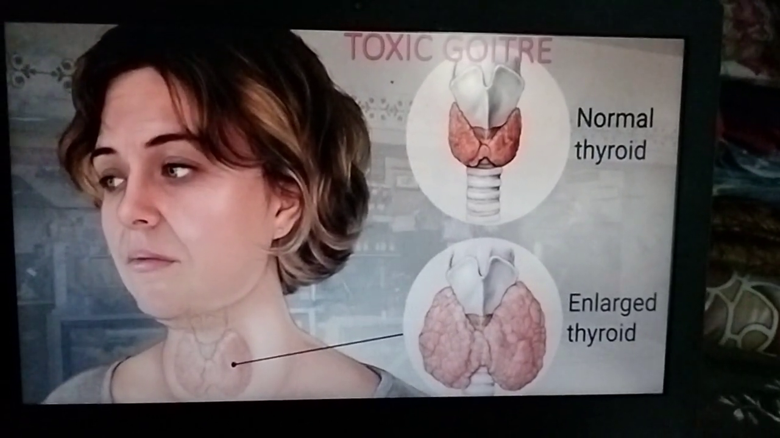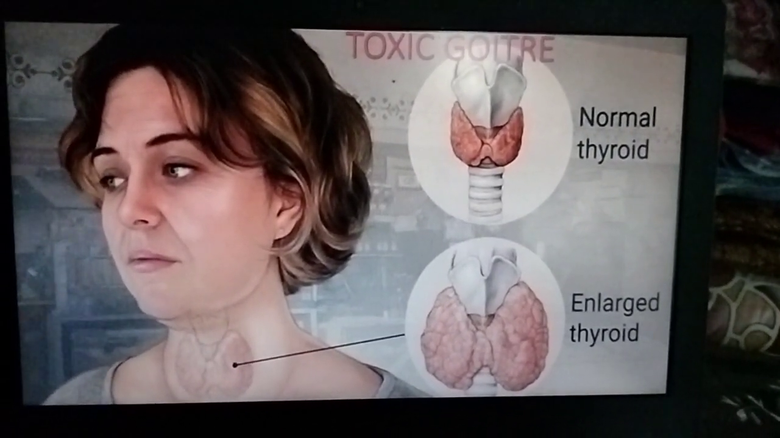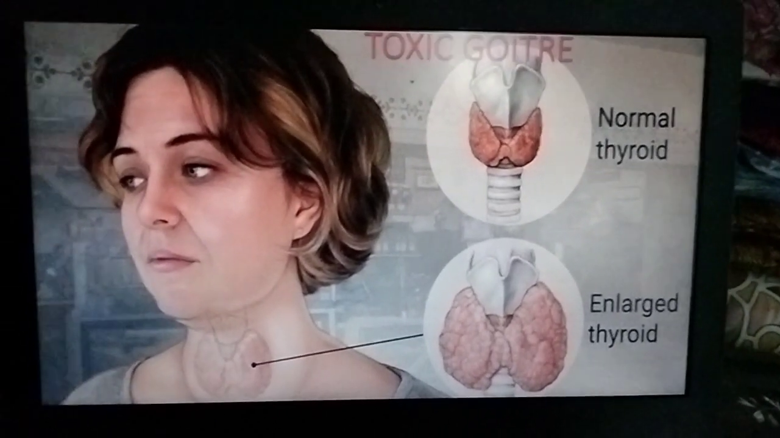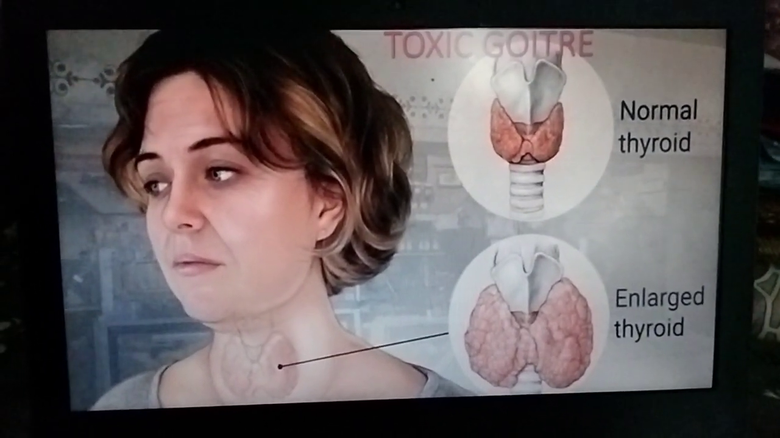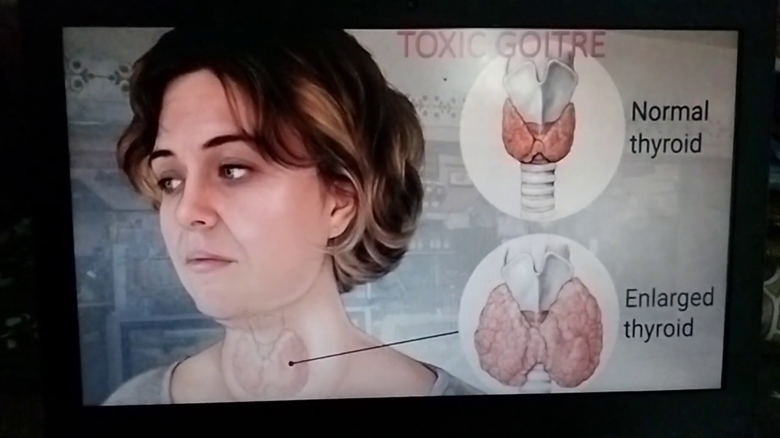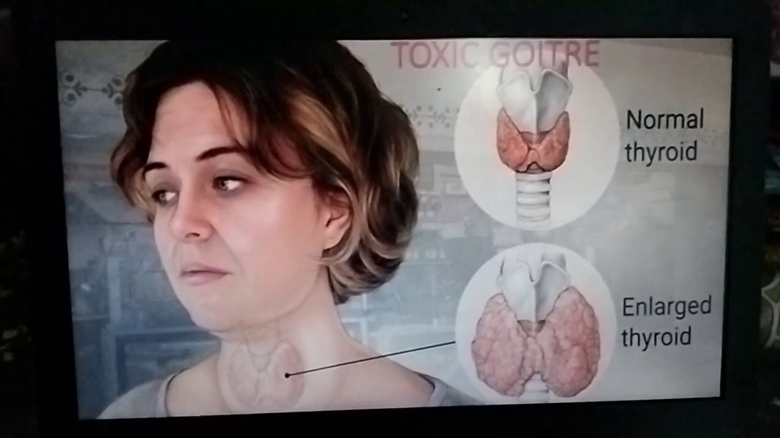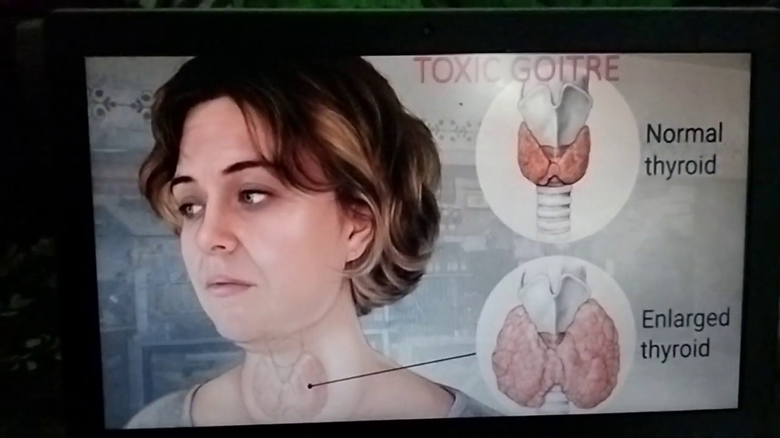Hi everyone. Today I am discussing the topic toxic goiter. See, in this picture also we can see the difference between the normal thyroid and enlarged thyroid gland. Normal thyroid gland usually weighs about 25 grams, but in case of enlarged thyroid gland, it becomes quite big in size and nodular in shape also.